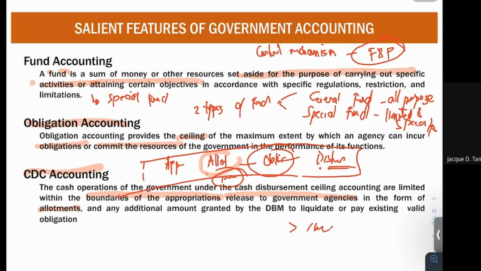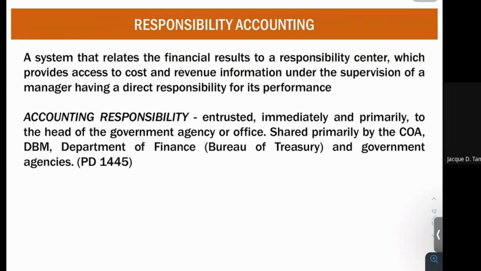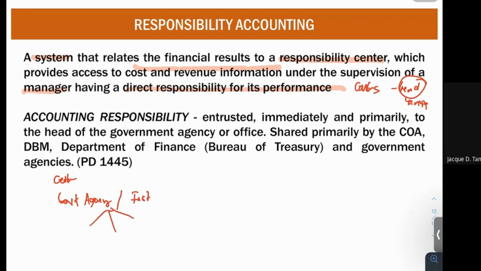Now, we look into who is responsible in the accounting or the usage of the government fund appropriated to a particular government agency or instrumentality. So, responsibility accounting. What is the concept of responsibility accounting again? Responsibility accounting is a system that releases the financial results to a responsibility center, which provides access to cost and revenue information under the supervision of a manager having direct responsibility for its performance. So what we do in responsibility accounting is we look into different centers, and the head of that center is the person responsible. Looking at it from a government perspective, the center is a government agency or instrumentality, be it the national government, a local government, or a GOCC.